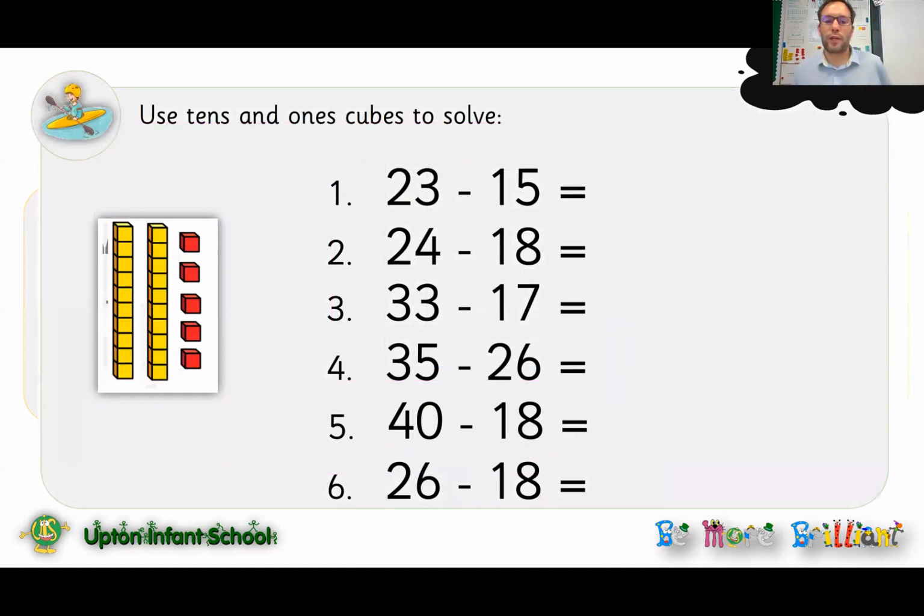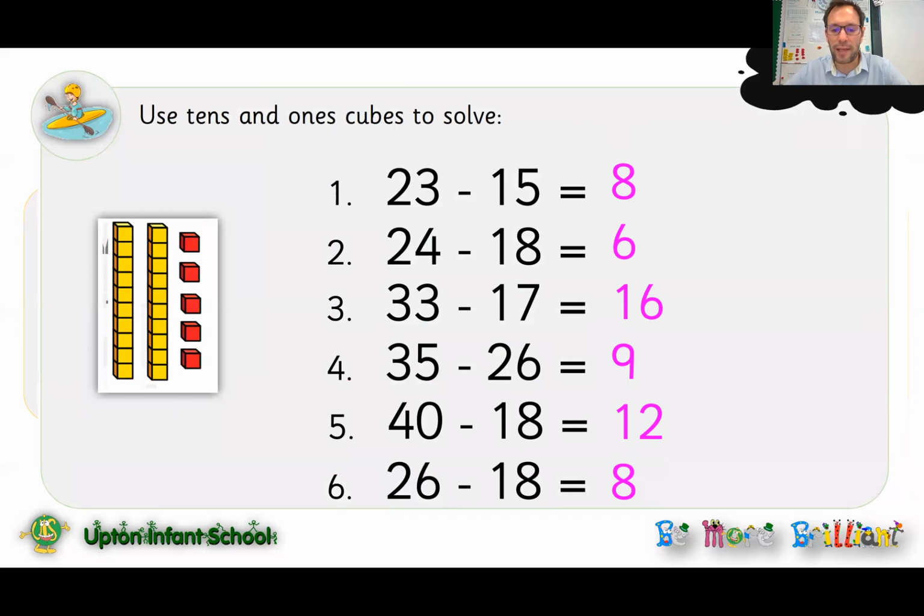Okay, on to the first one. So let's go through the answers. Here we go. 23 take away 15 was 8. 24 take away 18 is 6. 33 take away 17 was 16. 35 take away 26 was 9. 40 take away 18 was 12.